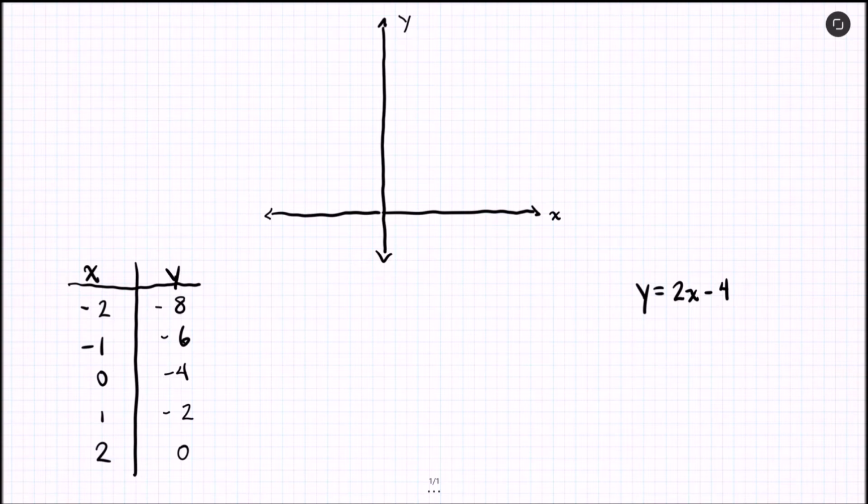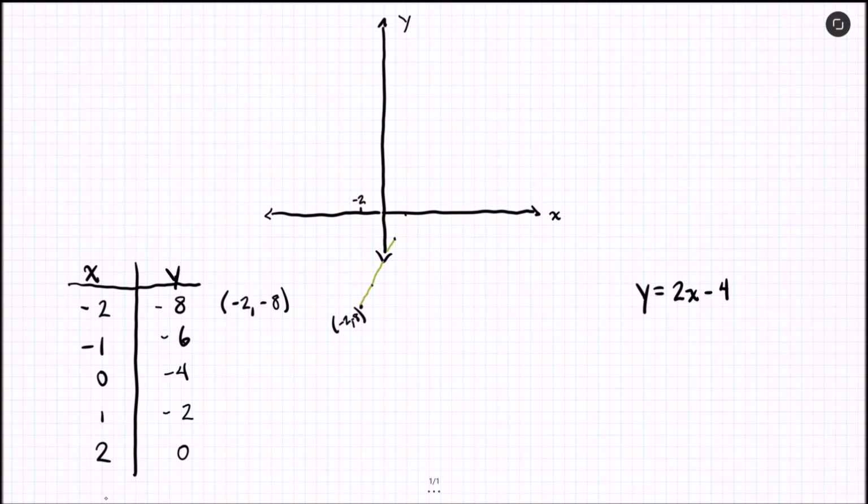Now each of these rows are actually coordinates for us to plot. Starting at the coordinate -2, -8, we plot this point by going over -2 on the x-axis, then going down 8. Do this for every coordinate and we get something that looks like this.